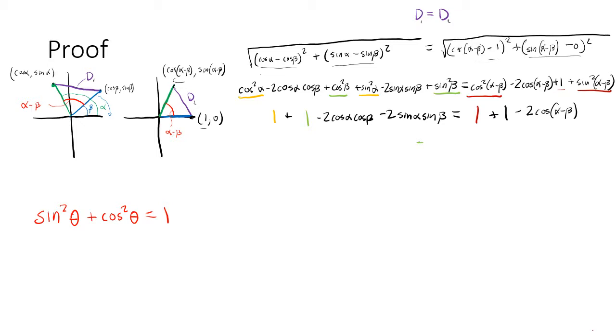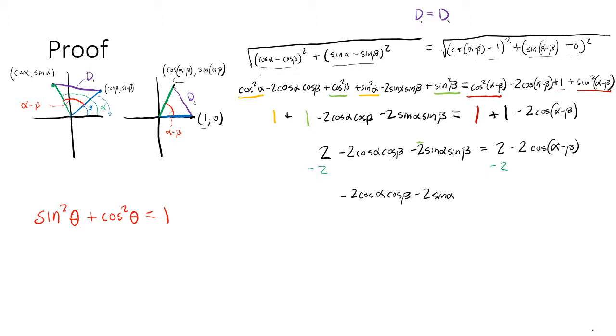Let's combine like terms. So we have 2 minus 2 cosine alpha cosine beta minus 2 sine alpha sine beta equals 2 minus 2 cosine of alpha minus beta. We can subtract 2 from both sides. The 2's go away. Now we're left with, let me write in another color, negative 2 cosine of alpha cosine of beta minus 2 sine of alpha sine of beta equals negative 2 cosine of alpha minus beta. I don't like negative 2, do you? No. So divide everything by negative 2.